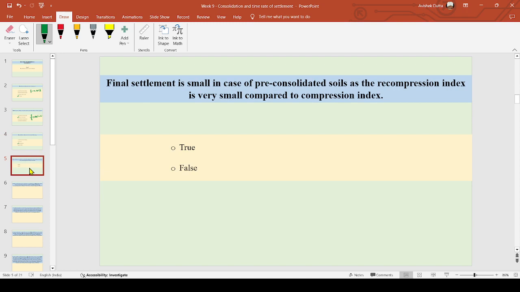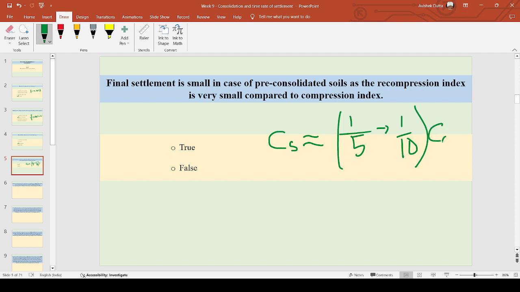Final settlement is small in case of pre-consolidated soil, because the recompression index is very small compared to compression index. True or false? Yes, it is true. Why? Because the recompression index, that is the Cs, the swelling index, is almost 1/5 to 1/10 of the compression index, that is Cc. And compression index is a part of the formula where we find out the settlement. We can see in the next numericals. So the settlement, that is del h, is directly proportional to the compression index and the recompression index.